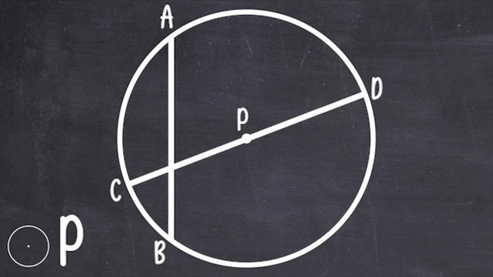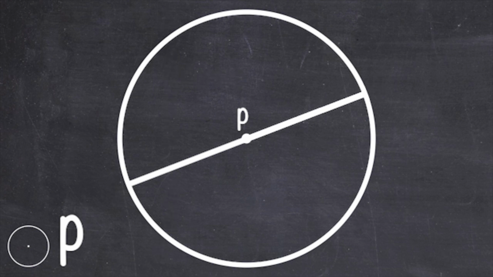We actually call lines that pass through 2 points of the circle, but not necessarily through the center, such as line segment AB, a secant line. For this diagram, you can also notice that the diameter is always twice the length of the radius.